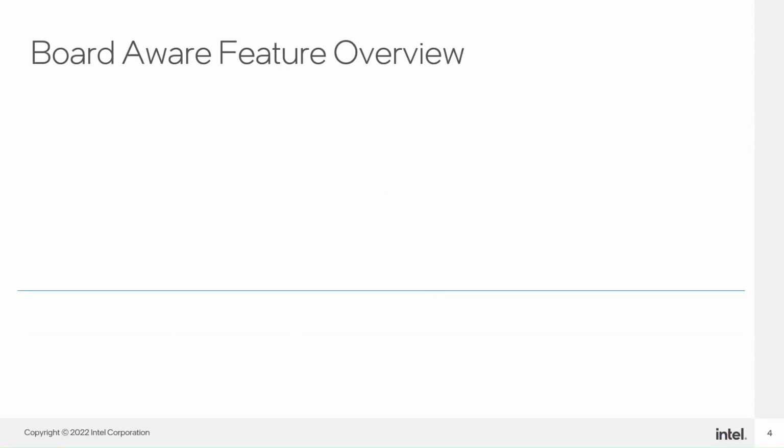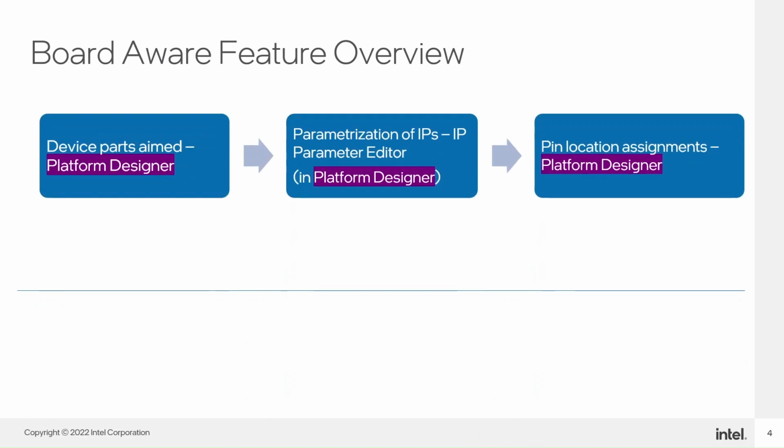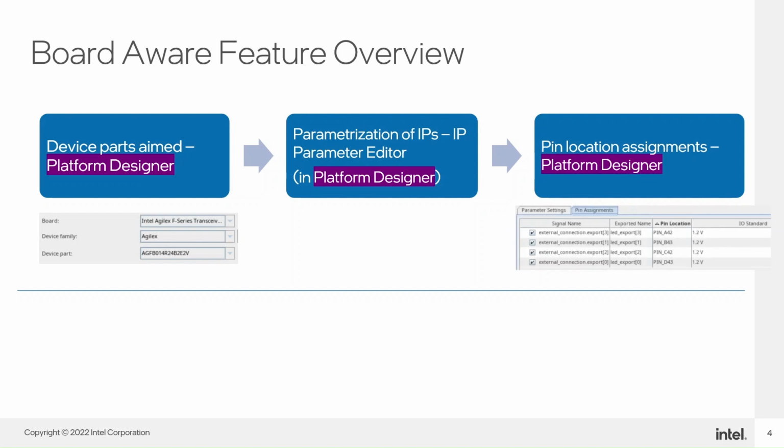The board aware feature provides a solution for the current flow by enabling you to configure all functions in one place, which is in the Platform Designer. With this flow, user-defined board files can now be created, which will include details such as device family and device parts. These board files can also be selected in the Platform Designer. Additionally, IP parameterizations that include pin constraints can now be defined and implemented in the Platform Designer as a preset targeting a board. This preset feature is a different take compared to the existing one.